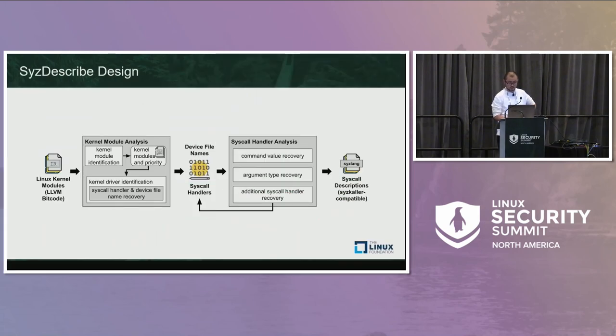For each discovered syscall handler, SysDescribe attempts to recover additional details about the interface. This includes the command value and the argument type supported by the IO control handler. In addition, SysDescribe can recover additional syscall handlers, which can help recover the non-open file descriptor dependency we just mentioned. Finally, SysDescribe can translate the things we just found into the Syzkaller description directly used by Syzkaller.